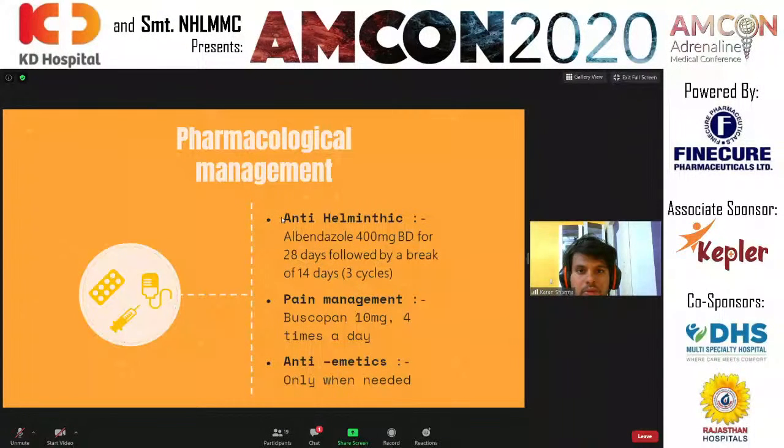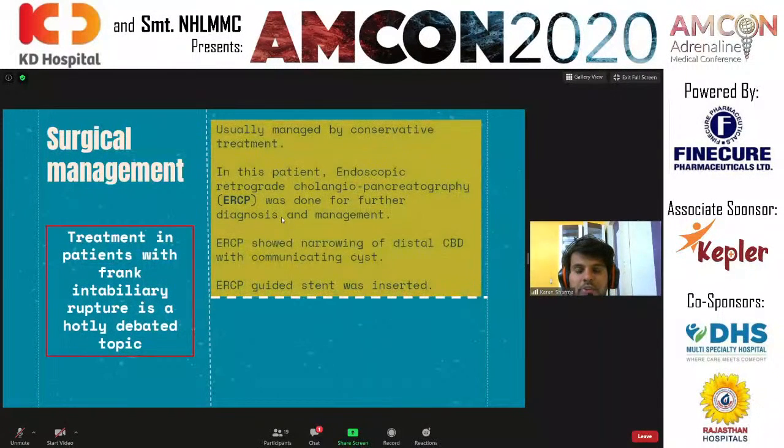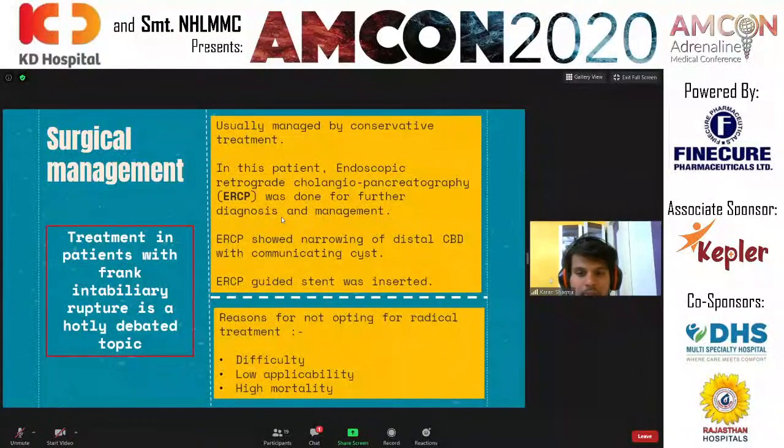Surgical management in case of frank intrabiliary rupture is a very hotly debated topic. In our patient, we managed it conservatively. Endoscopic retrograde cholangiopancreatography (ERCP) was done for further diagnosis and management. ERCP showed narrowing of the distal CBD with a communicating cyst, and a guided stent was inserted. The reasons why we did not opt for radical treatment were the difficulty, low applicability, and high mortality of the procedure.